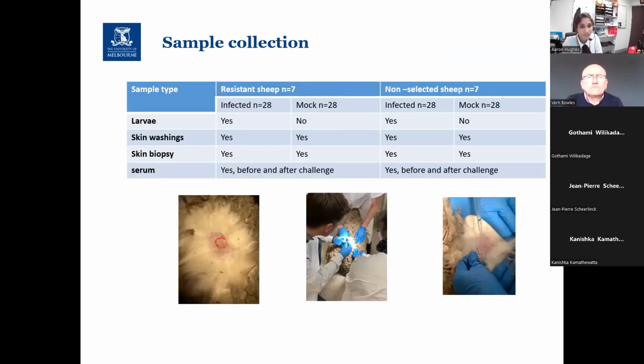So I got larvae from the resistant and unselected sheep. Then we got skin washings. Here I used a PBS containing proteinase inhibitor to wash the skin of the infected and mock sites. And then we also collected skin biopsies from the infected and mock sites of the resistant and unselected sheep. Then also we got serum from before and after the larval challenge.